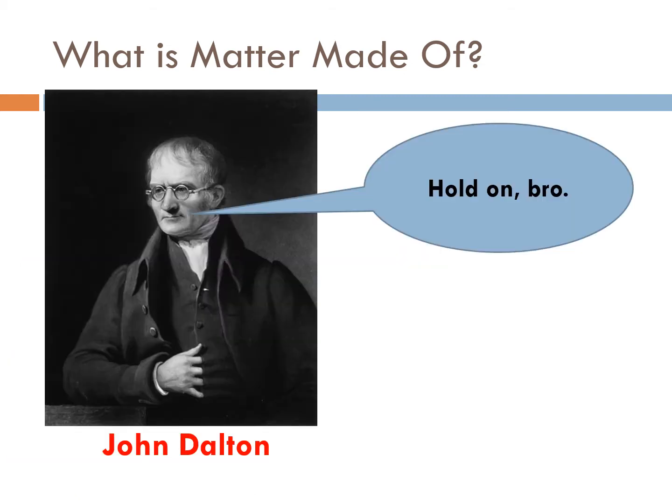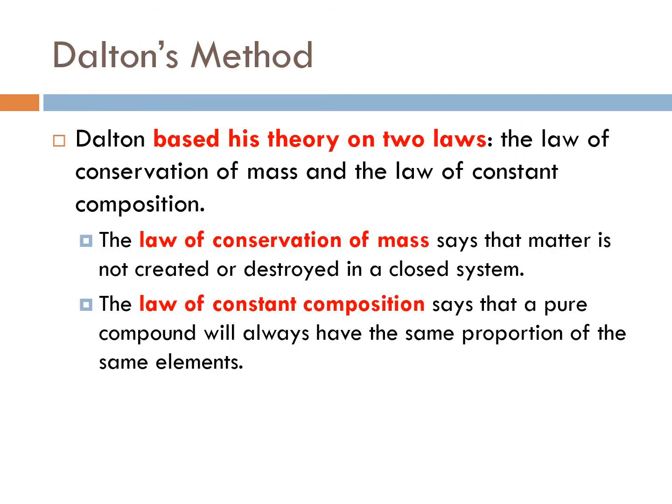However, John Dalton comes along several years later and says, hold on, wait a minute. And what he does, he actually bases his theory on two laws, the law of conservation of mass and of constant composition. Conservation of mass, that law says that matter is not created or destroyed in a closed system. And constant composition says that a pure compound will always have the same proportion of the same elements.